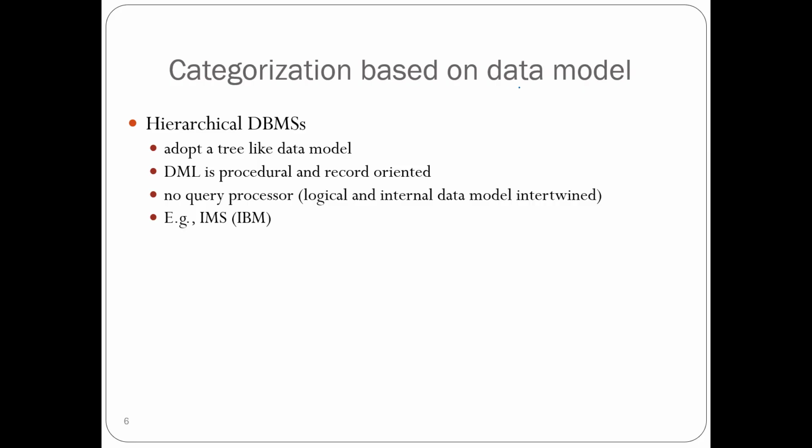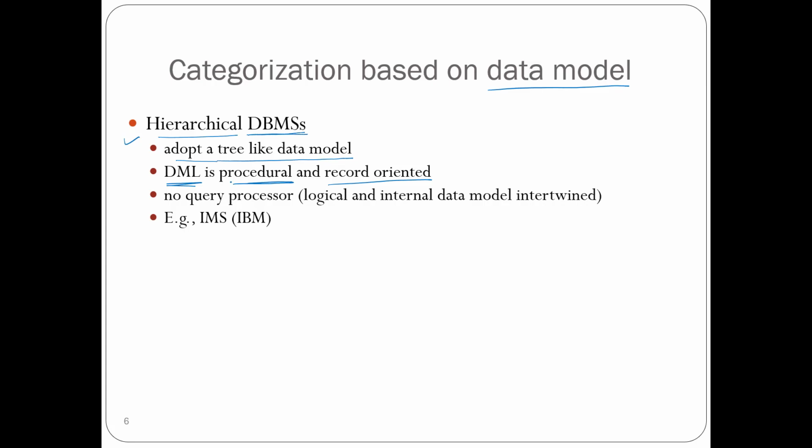We will first do the categorization based on data model. We will start with the hierarchical DBMS, because these were probably the first DBMS that were used. The hierarchical DBMS use a tree-like data model. Hierarchical means tree shape. For that reason, these data models adopt a tree-like data model. And in hierarchical DBMS, the data manipulation language is procedural and record oriented.